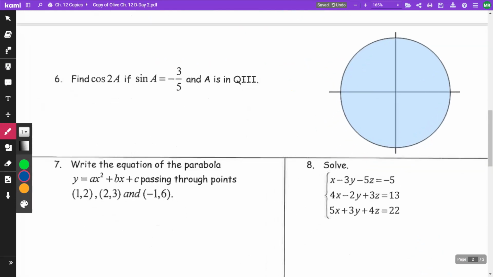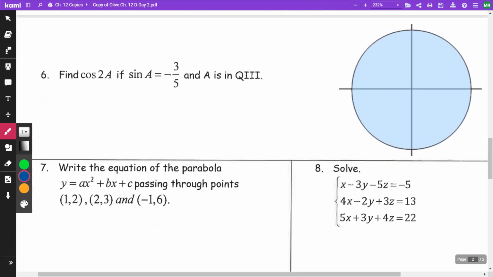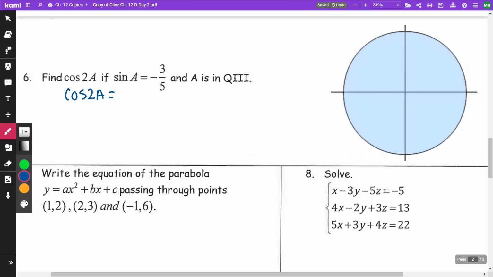On number 6, this is the cosine of 2a, and we have a few formulas for this. So when I am dealing with the cosine of 2a, and I know my sine, I will say this. This is in quadrant 3 because they tell us. So you could draw this out. This would be angle A.